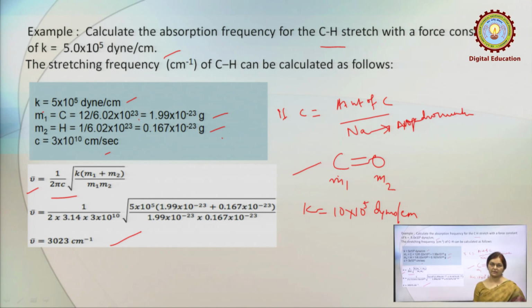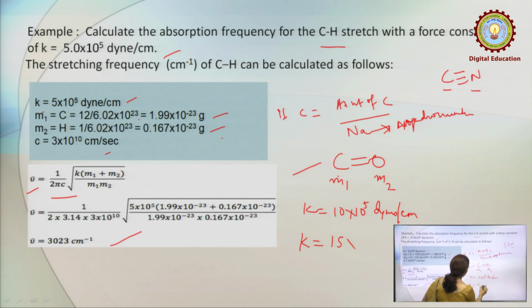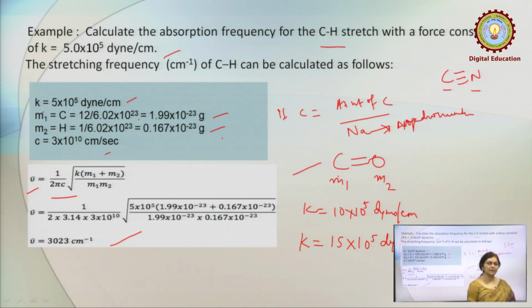If we want to calculate the vibrational frequency of a triple bonded compound like C triple bond N, in the same way you have to calculate the mass of carbon and the mass of nitrogen, and then put the value of force constant as 3 times that of a single bond. It means 15 into 10 to the power 5 dynes per centimeter. In the same way, you are able to calculate the vibrational frequency of single bonded, double bonded and triple bonded compounds.